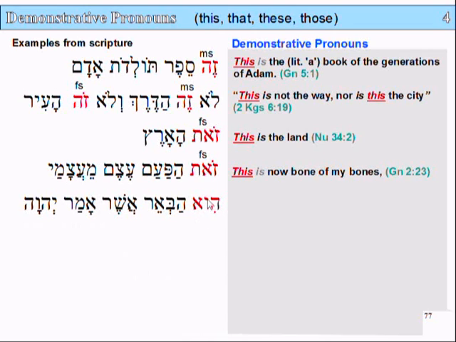Hi, even though it's got a vav in it, it's got the chirik, so it's actually pronounced hi. So we know this is from the Torah somewhere, the first five books, because elsewhere they spell the word hi with a yod here: hey, yod, aleph. Hi ha-be'er. We know the word be'er is a feminine noun because they've got a feminine word here. So they're literally saying "she is the well," but we translate it as this, or that. Hi ha-be'er asher amar Yahweh: that is the well whereof the Lord spake.